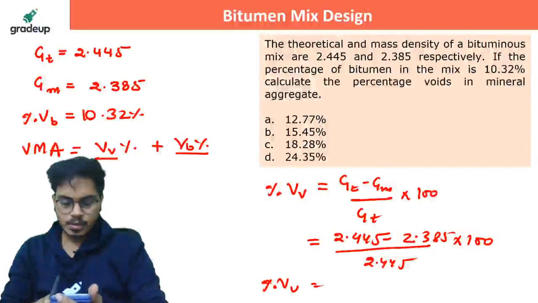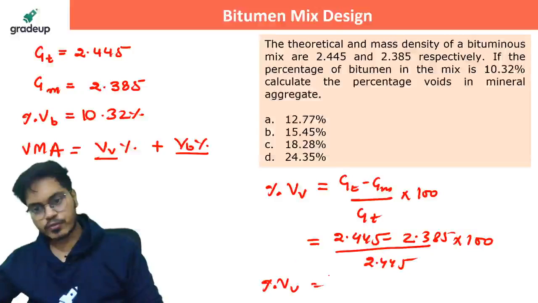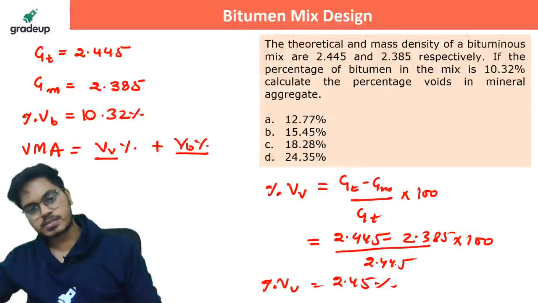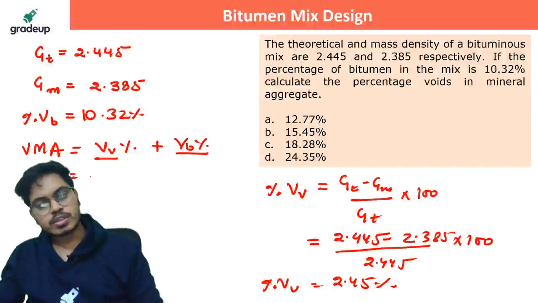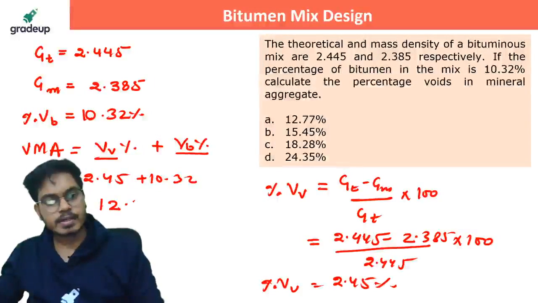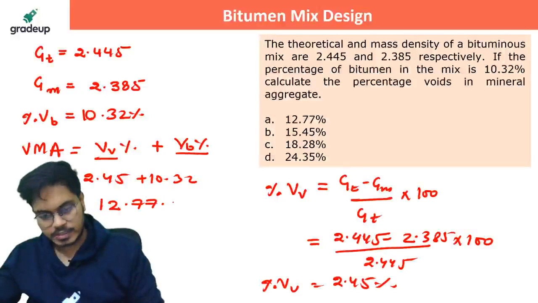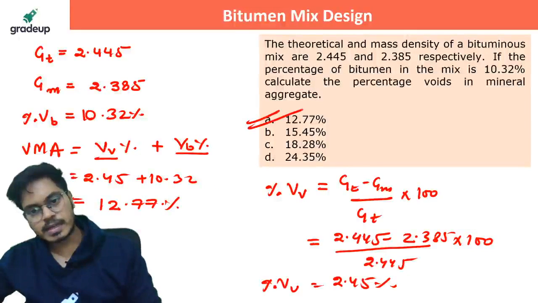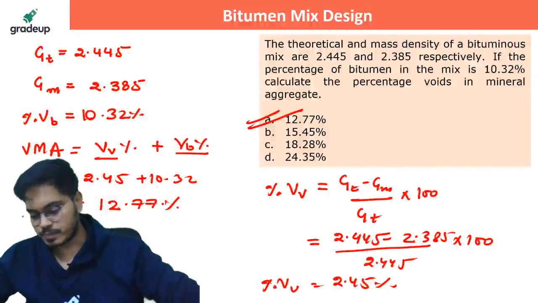Let me solve it. 2.445 minus 2.385 divided by 2.445, and this should be 2.45 percentage. Very good. So this is 2.45 and this is 10.32. So this should be how much? It should be 12.77. Oh my god, that's the first option. Exact answer we are getting as 12.77 percentage.